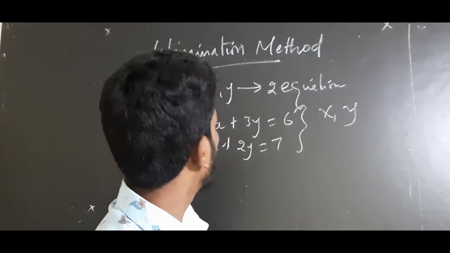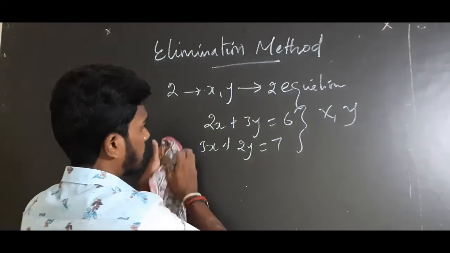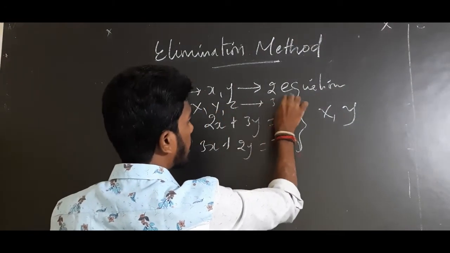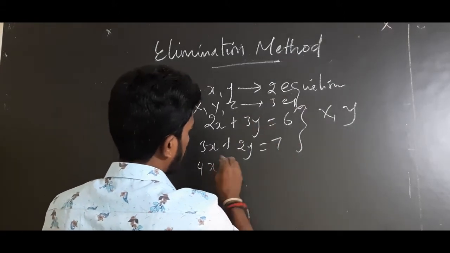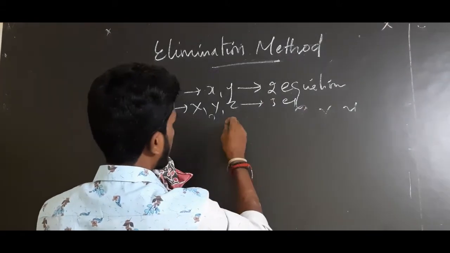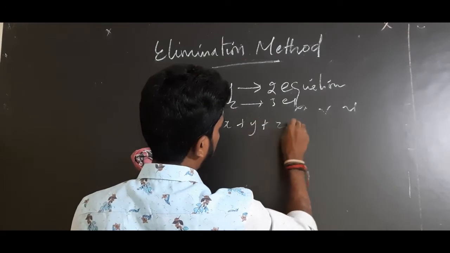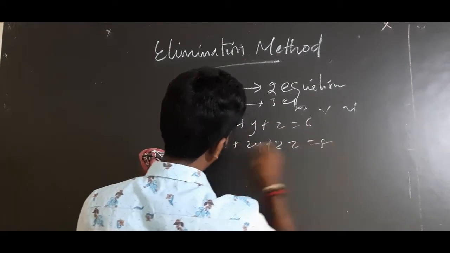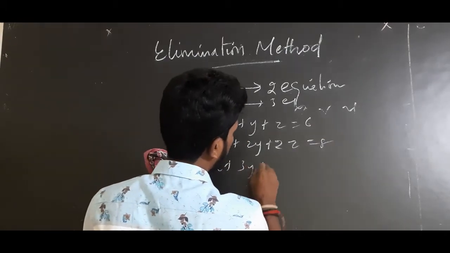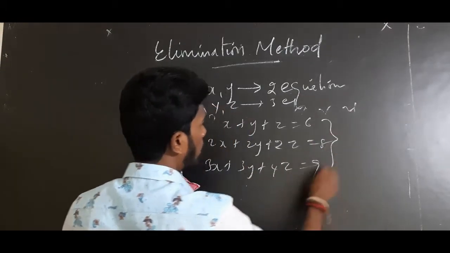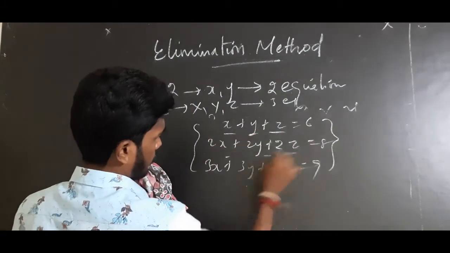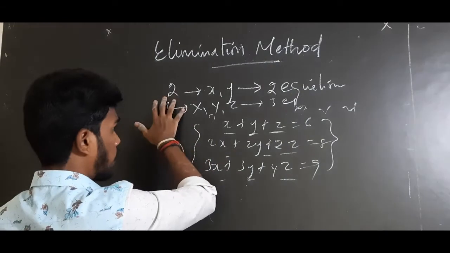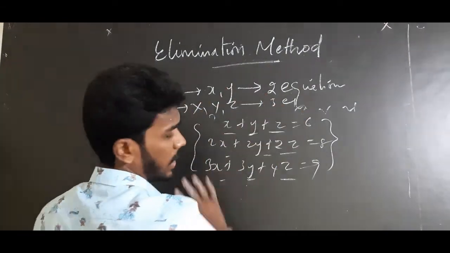And similarly, if you want to find three unknowns, for an example, x, y, z, then you need three equations. How does this equation change in that scenario? x plus y plus z is equal to 6. 2x plus 2y plus 2z is equal to 8. 3x plus 3y plus 4z is equal to 9. So, I have three unknowns. Then I require three equations. So, two unknowns, two equations, three unknowns, three equations.